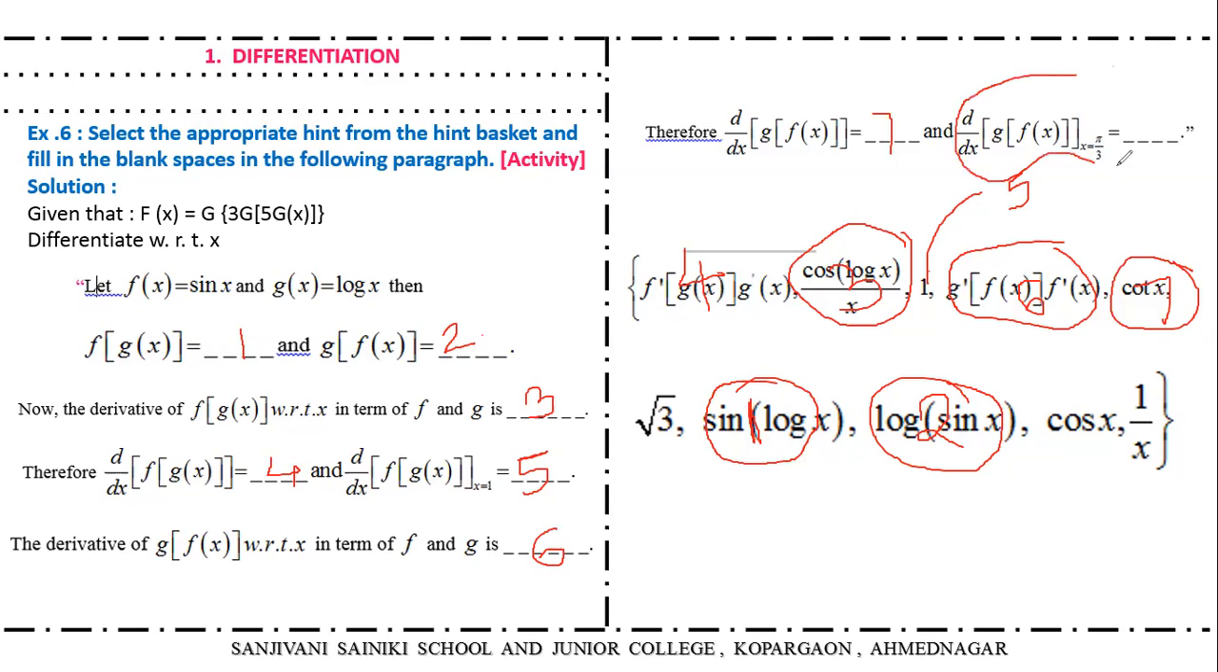And the d by dx of g of this will be for you. You have to find it. I am not going to tell this. Okay, and so this is all about the solved examples on the chain rule.